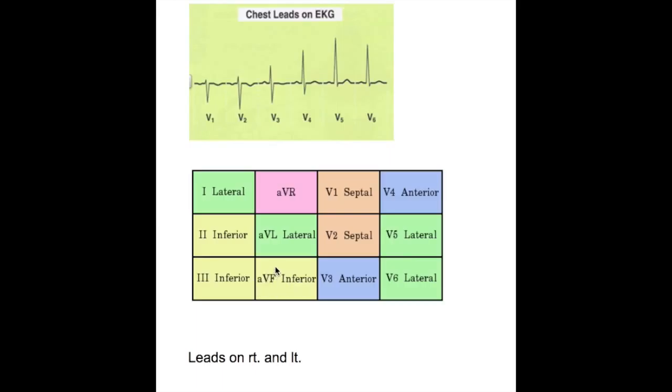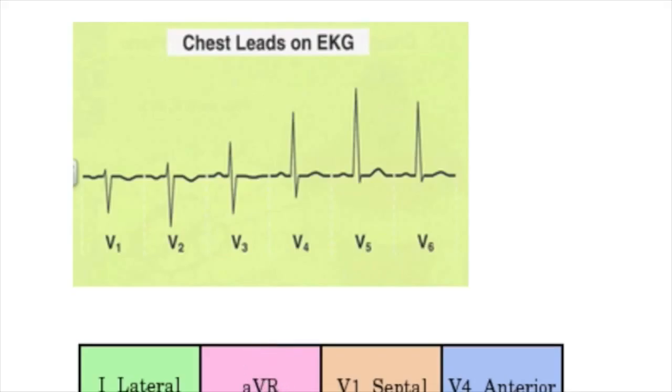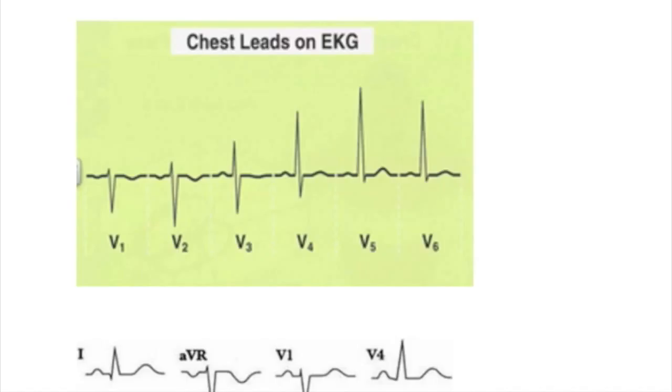Which leads are lateral leads? The lateral leads, as you see, are 5 and 6 in the chest leads, and limb lead 1, which is a bipolar lead, and AVL, which is a unipolar lead. The two septal leads are chest leads 1 and 2. AVR does not give electrical activity of a specific side of the ventricles. The AVR looks at the cavities of the ventricles.